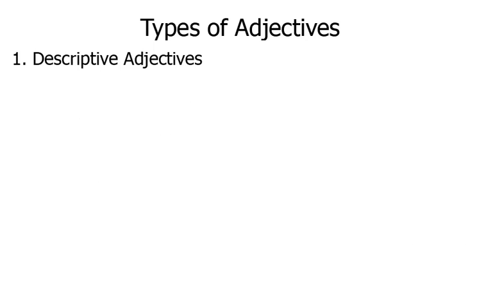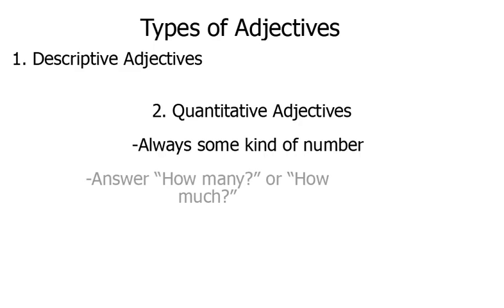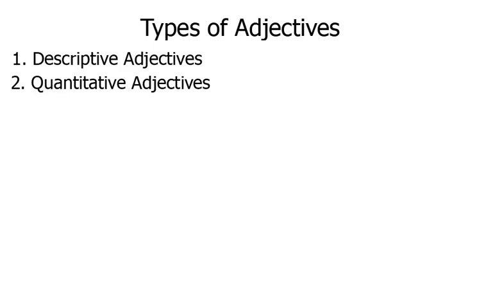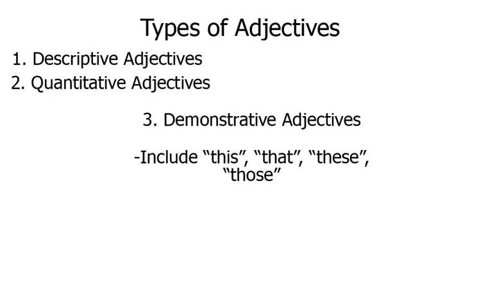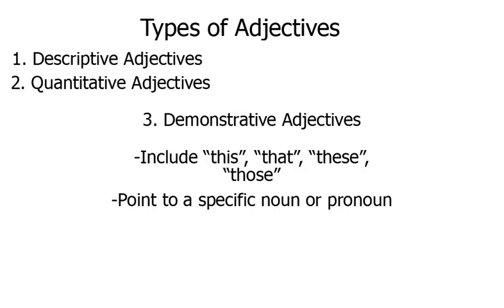Getting back to adjective types, next we have the quantitative adjectives. These adjectives are some kind of number and always answer the questions how many or how much. For example, in the sentence, I have $50, 50 tells me how many of the noun dollars you have. Next, there are the demonstrative adjectives. Words like this, that, these, and those, which point to a specific noun or pronoun, as in the phrase, that dog.